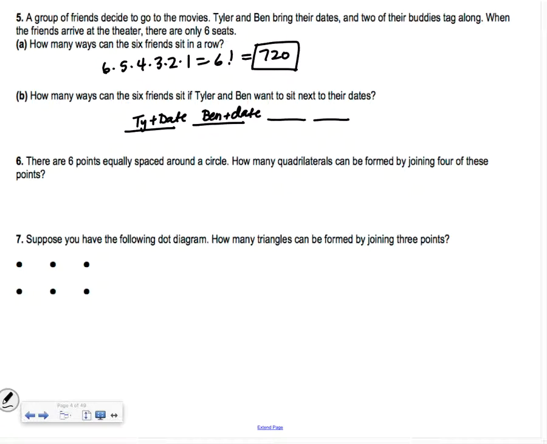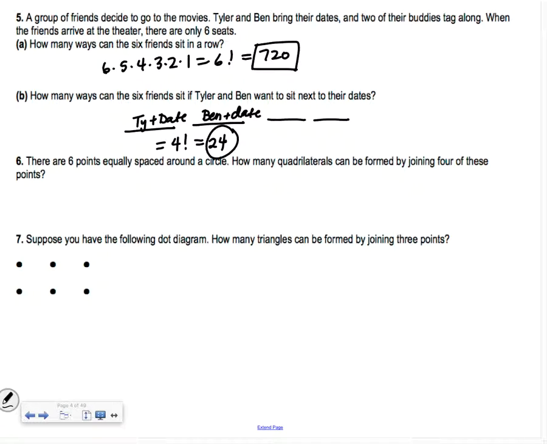So we're treating them together. Tyler plus date, Ben plus date. They're one person. Okay, so we have the friend and the friend. So we're going to set it up. We're going to start out with 4 factorial, but that's not totally correct. So you'd have to multiply it by 2?